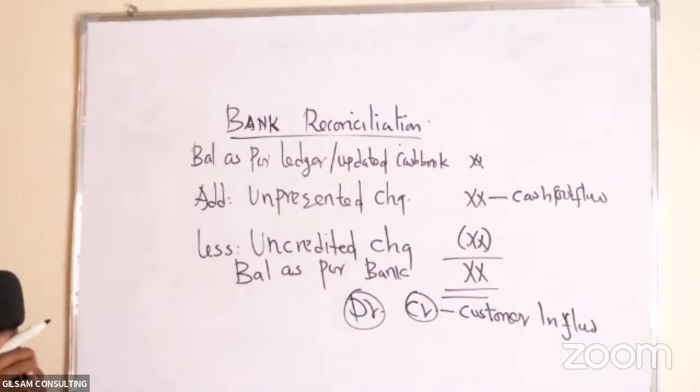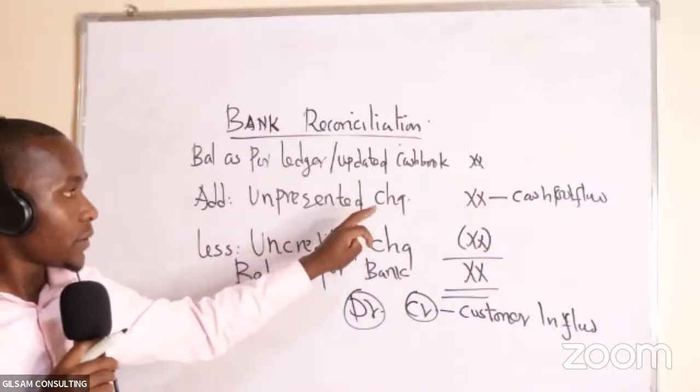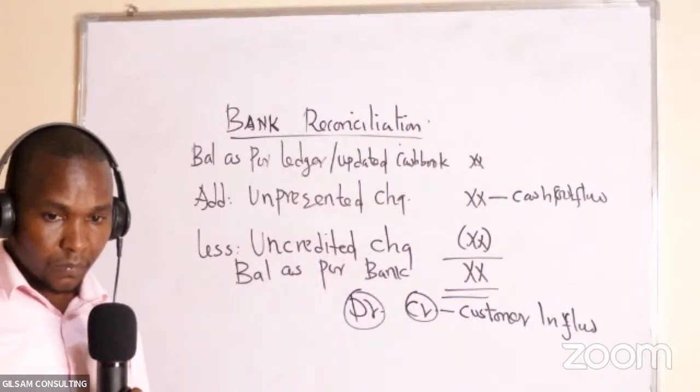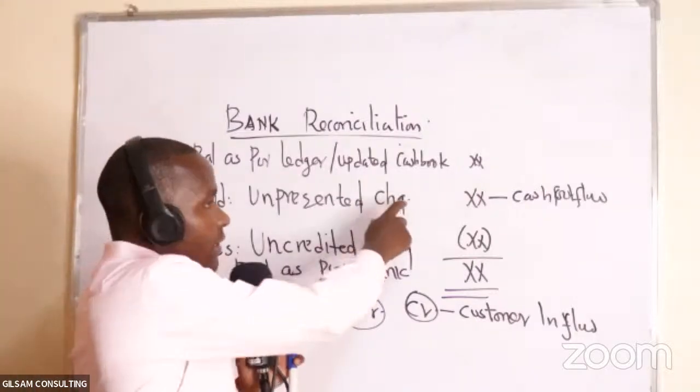So let me understand this. Yes. So credit is money coming into my account. Yes, debit is money going out of my account. This is the one which just goes out of your account. Cash out. You've written cash outflow. Yes, this is cash outflow, and presented check is the cash outflow.